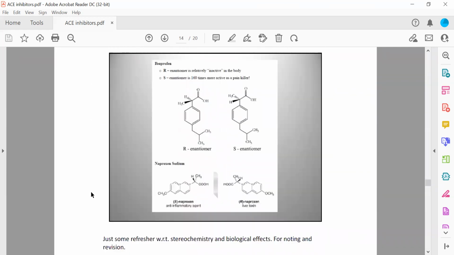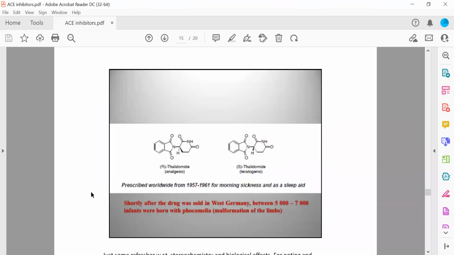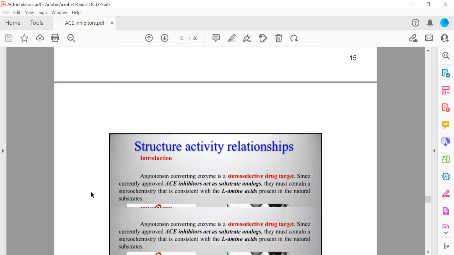Here are some more examples of naproxen and ibuprofen, and I've even shown you the case again of the thalidomide disaster and the importance of stereochemistry if we look at thalidomide in this case.